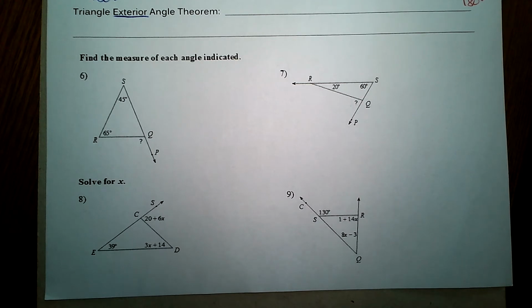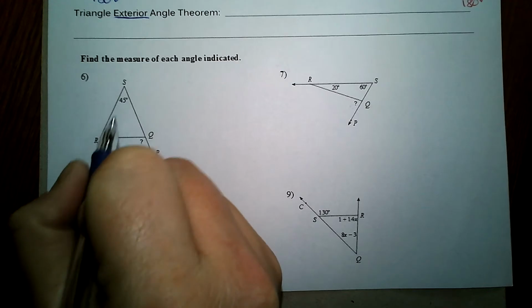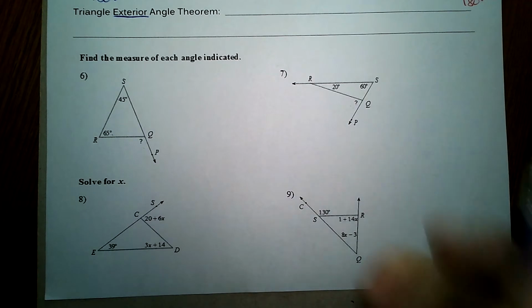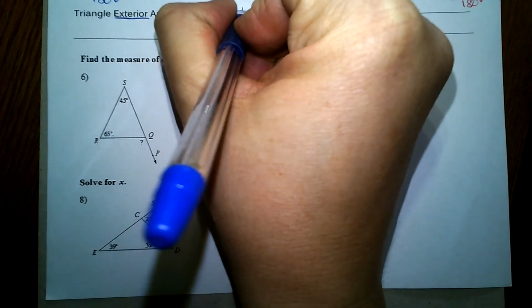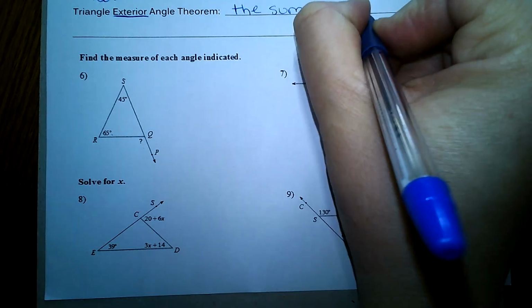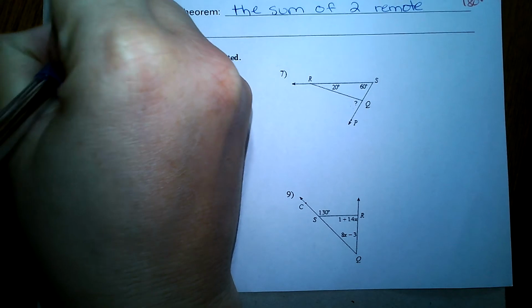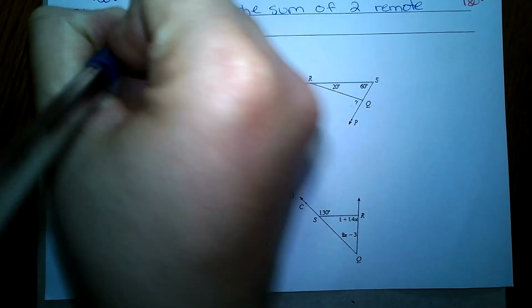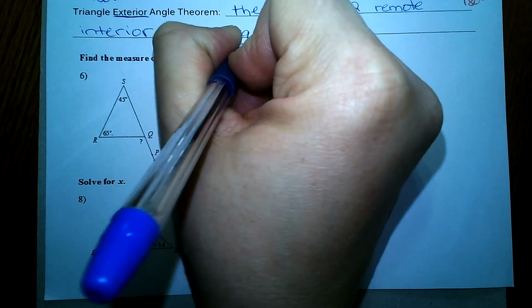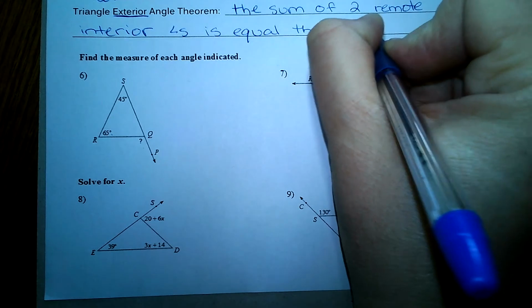The triangle exterior angle theorem says that the sum of the 2 remote interior angles sums to the exterior angle. Let's write that down. The sum of 2 remote interior angles is equal to the exterior angle.